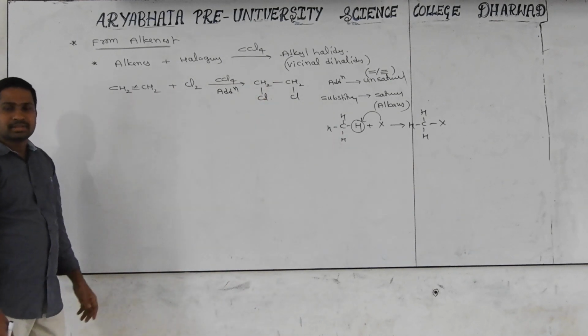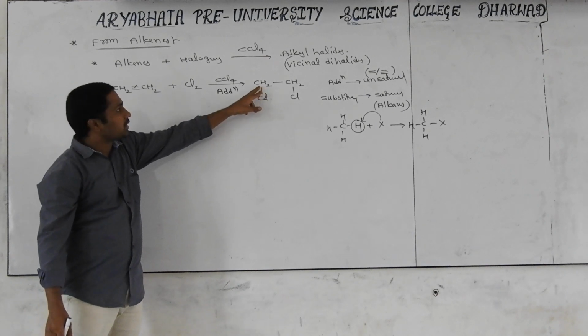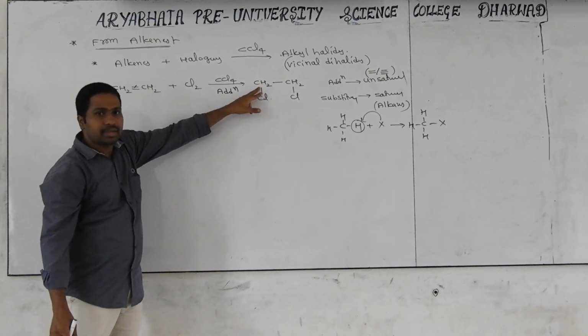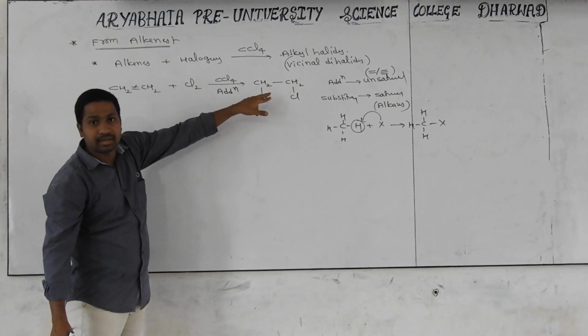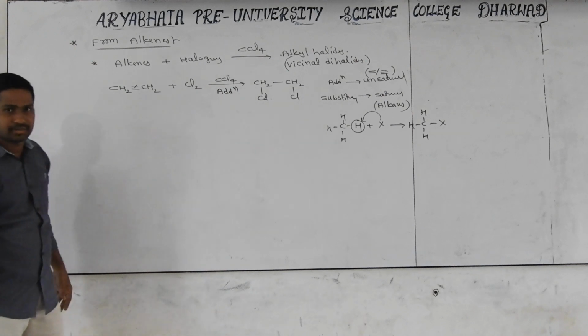Thus it is called a vicinal dihalide. If you want to name this one, that is nothing but which one? Ethylene dihalide, or ethylene dichloride. Already we learned this in the introduction classes.